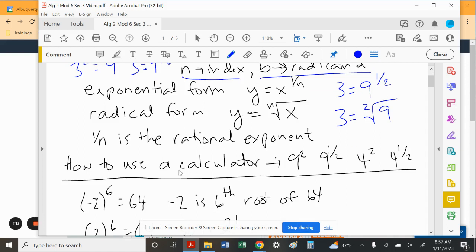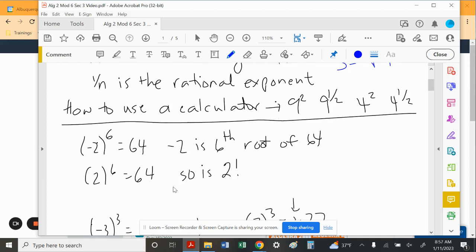So a little bit later on, we're going to use a calculator. So what is 9 squared, 9 to the 1/2? In class, we're going to do this with the calculators, so that you can see how to use a calculator to figure this out. And of course, obviously, we want to know the difference. 9 squared is 81, 9 to the 1/2 is 3, 4 squared is 16, 4 to the 1/2 is 2. And we'll go over that.